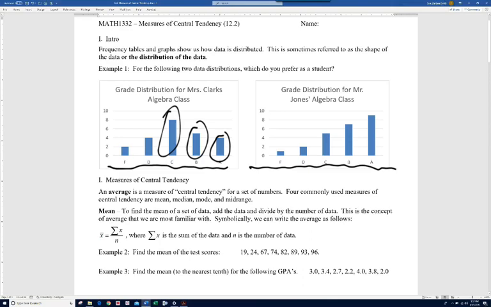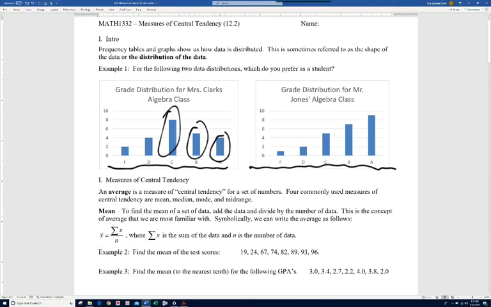So it says here, to find the mean of a set of data, add the data and divide by the number of data. This is the concept of average that we're most familiar with, which is what I was just saying. Symbolically, we can write the average as follows. So it looks like this. Now, that's probably not the way you've seen it in the past, but certainly in this course, we're teaching basic statistics. And in a statistics course, this is the way you would see this written. And so this is read X bar.